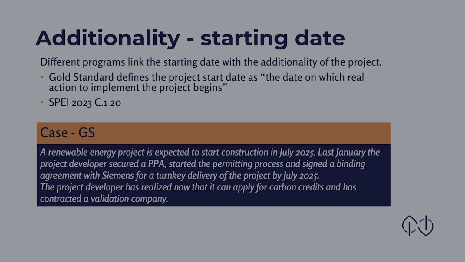So an example for discussion: we have a renewable energy project that is going to start in July next year. In January 2024, it secured a PPA and entered into a turnkey contract with a supplier, who will deliver before July 2025. And this is a binding contract with Siemens.